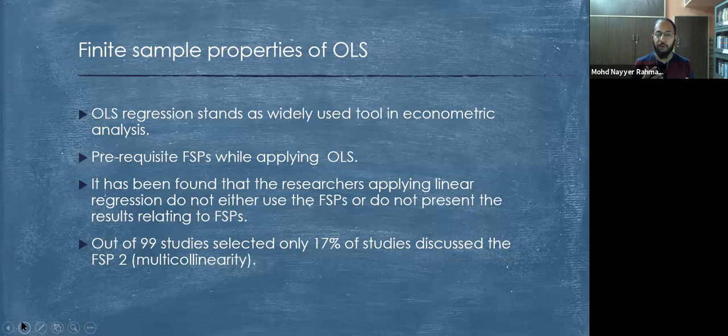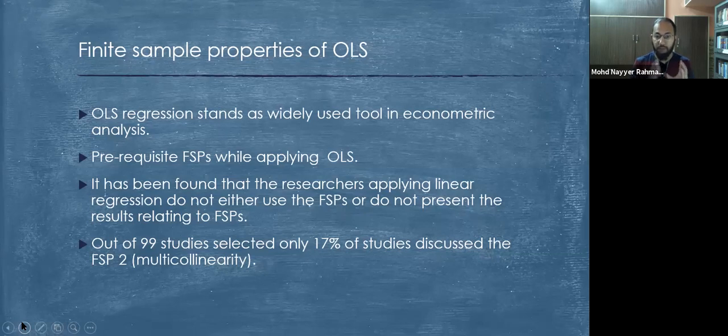This is one of the problems with all of us: we apply regression as it is, but we do not check the finite sample properties. So we are able to publish somehow, but either we are not able to publish in a very reputed journal, or even if we publish, we do not get cited for our models. We do get cited for our conclusions, but not for our models. And if your models are taken by others, then citations start going up very rapidly. So this is one of the problems.